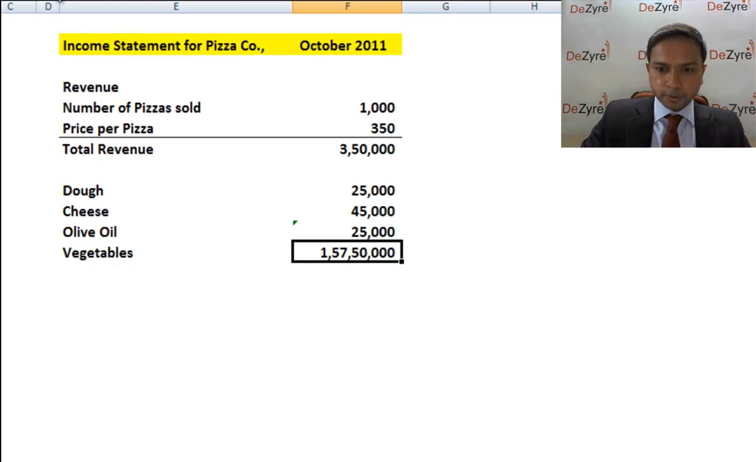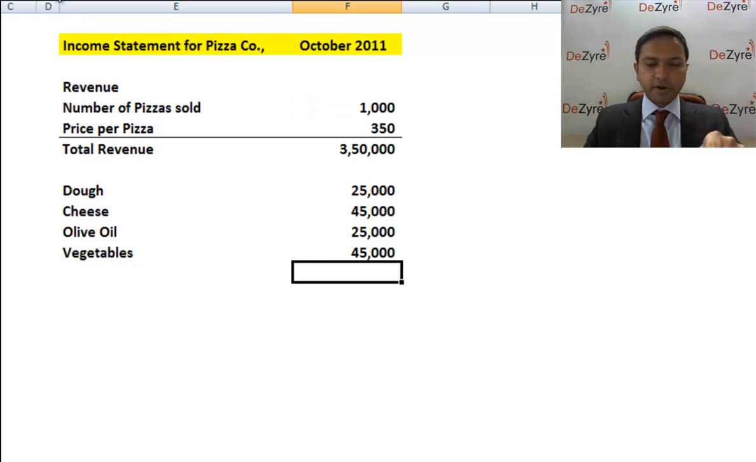And I'm sorry, something happened there. 45 rupees worth in a pizza, and 45 into 1,000. See that mistake I just made there? That is something you need to be cognizant about when you're using Microsoft Excel. Always double check your work, that you're not multiplying the wrong number, right?